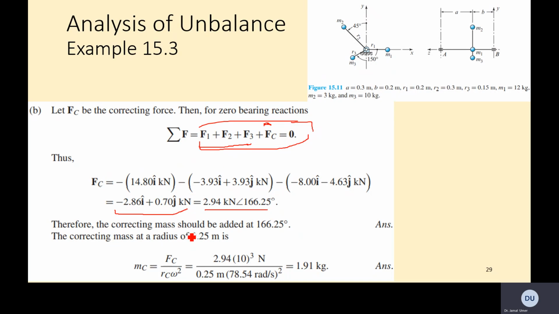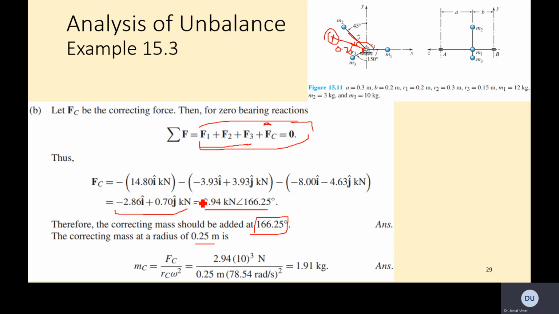And now, what was asked: this is the orientation, 165. Remember, this is from the positive x-axis. If I draw it, this line is 135, so 165 is somewhere here, right? Now we need to find out how much mass, because this distance is already given. This distance, 0.25, is given, but we don't know how much mass we need.